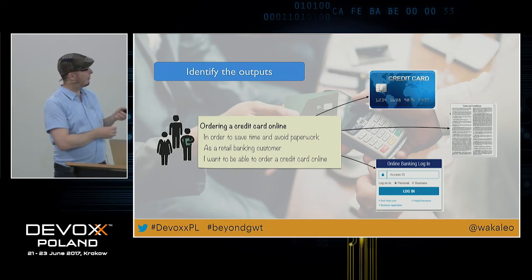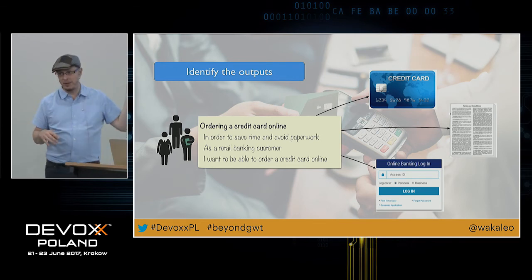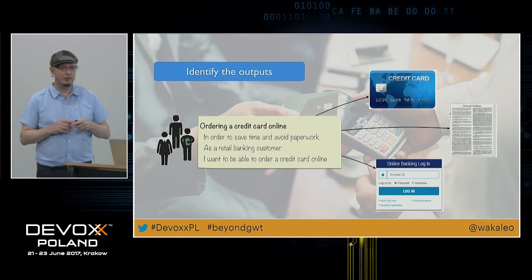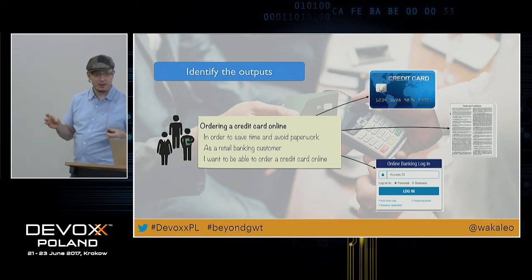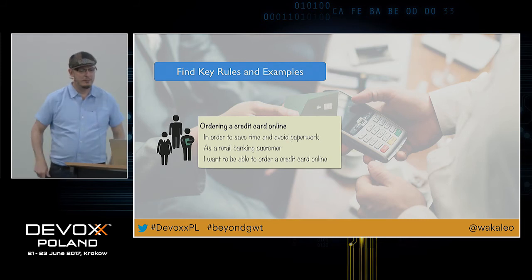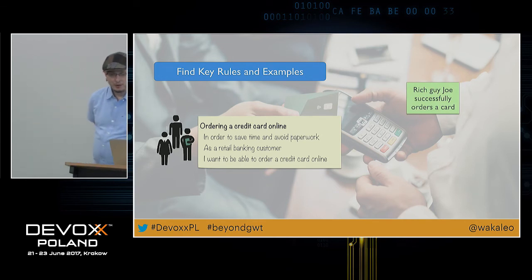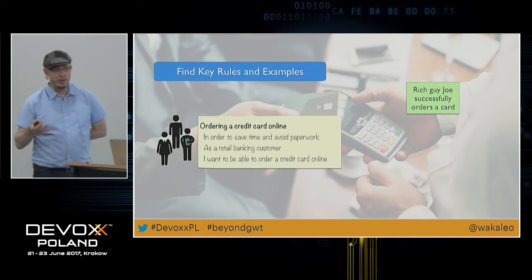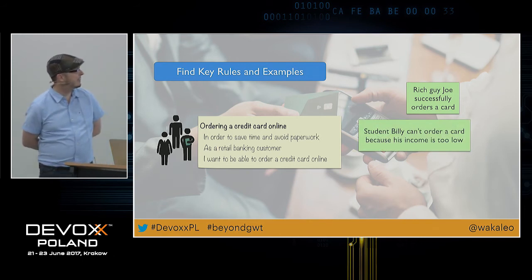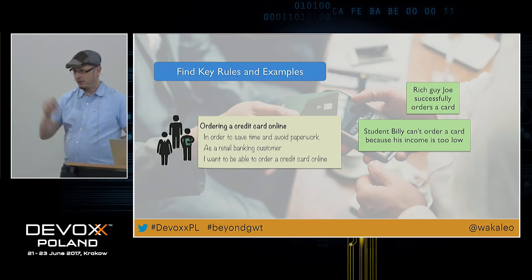So we start with what we're trying to achieve. We want a customer to have access to online banking, to have a credit card sent out, and to have a terms and conditions document that has to be sent out because legal says so. There are our outcomes. But we also might start to think about some concrete examples and business rules around how that would work. So, if we think about concrete examples, what sort of examples might there be for ordering a credit card? We've got Joe, who's rich, he can order his credit card. Billy, he's a student, he can't order a credit card. He's not allowed to. So we've got some concrete examples.